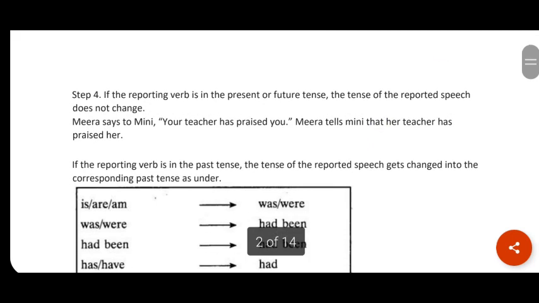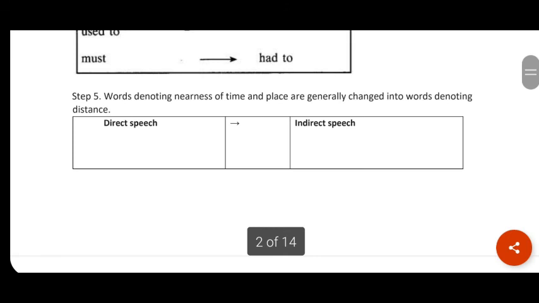Then fourth step is, if the reporting verb is in present or future, the tense of the reported speech does not change. And if the reporting verb is in the past tense, the tense of the reported speech gets changed into the corresponding past tense. Step number 5, words denoting nearness of time and place are changed into words denoting distance.